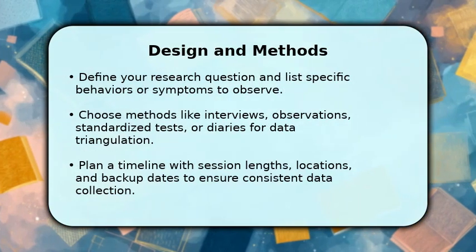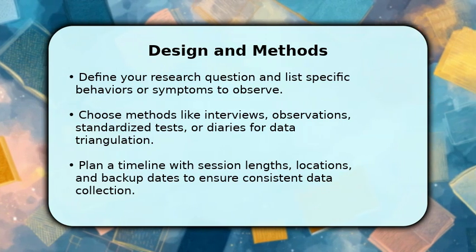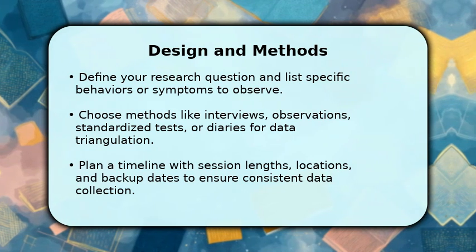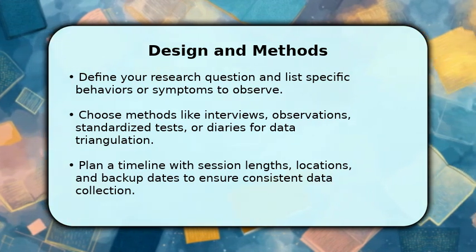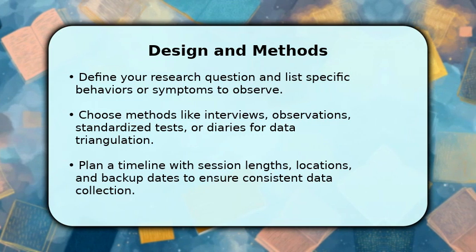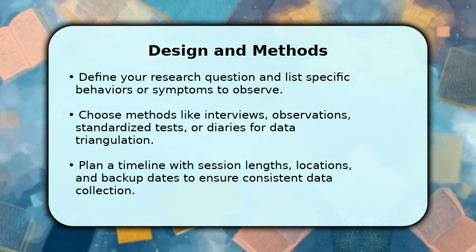Decide on a clear research question and a practical design that fits class constraints. Select at least two methods, such as semi-structured interviews and direct observation, to cross-validate findings. Prepare consent forms, session guides, and simple scoring sheets to keep data organized.